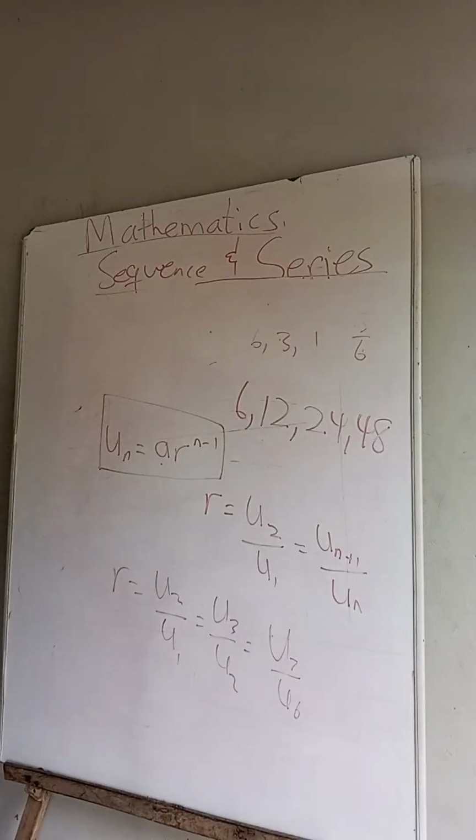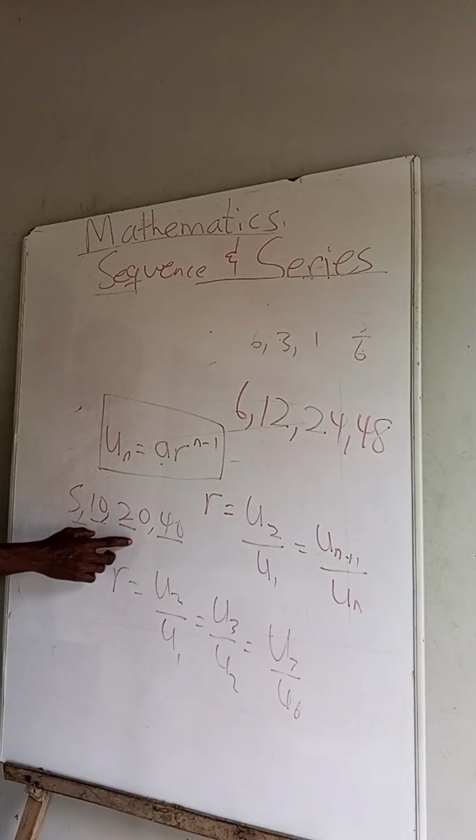The sequence here is 5, 10, 20, 40. The difference between 5 and 10 is not the same as the difference between 10 and 20, so the constant difference is not the same. In other words, it is not an arithmetic progression. It's a geometric progression. That's how to determine it, even if it's not written in the question.